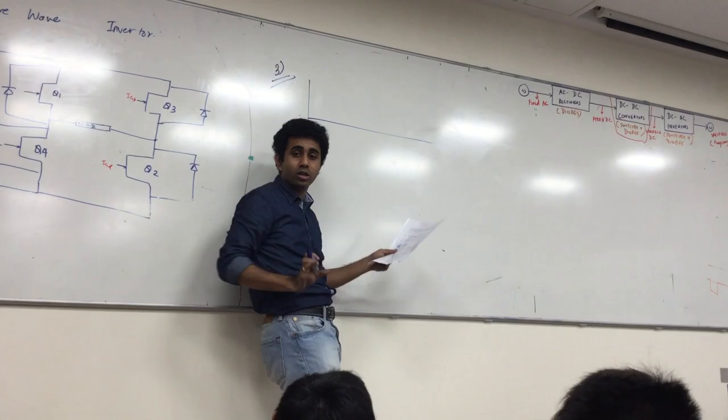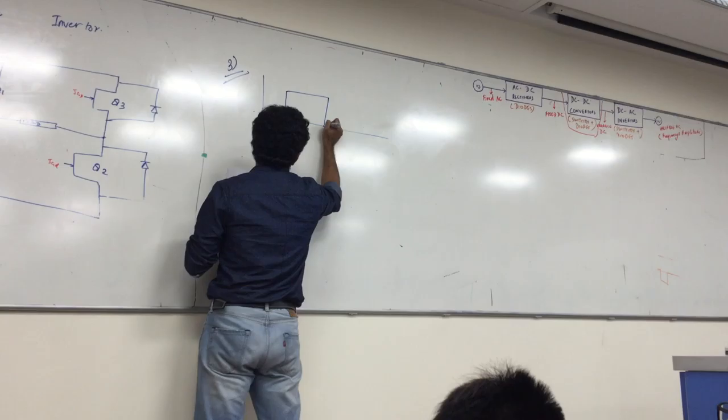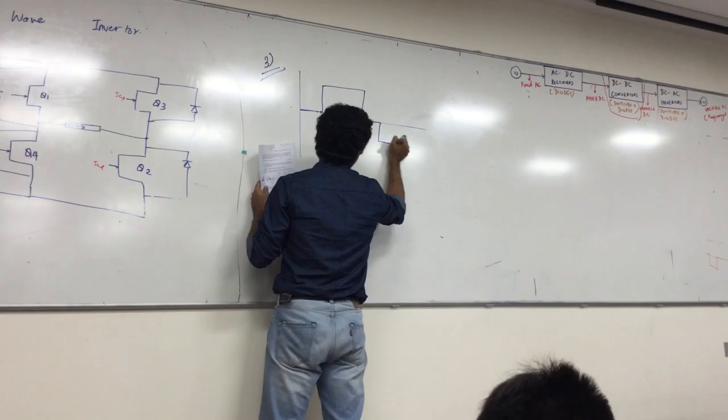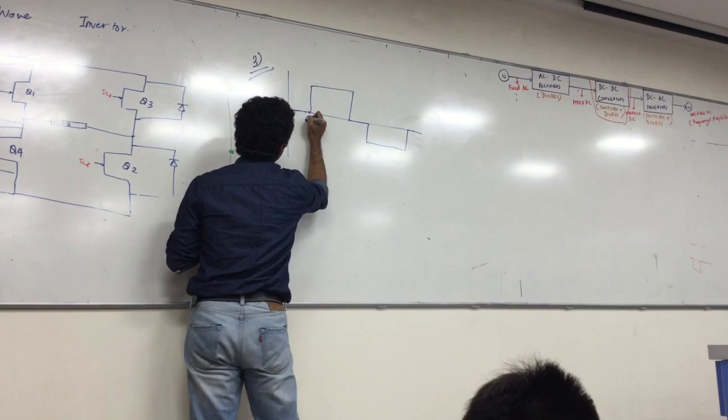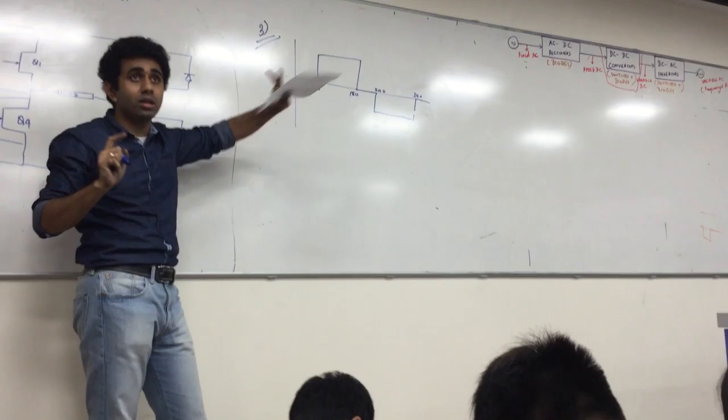Okay? So in this case, I have 60 degrees, nothing. Then I have the next 120 degrees, I have some pulse here. Next, nothing here. 0, 60, 180, 240, 360. We just need to know one cycle, right? We don't need more than one cycle here.